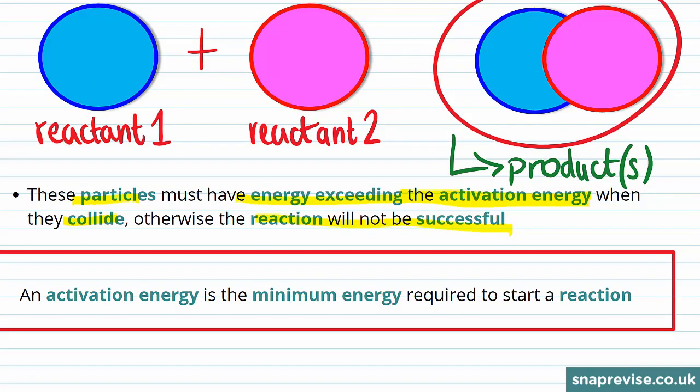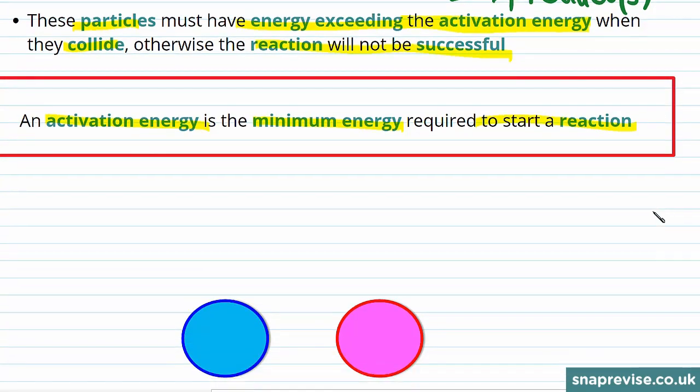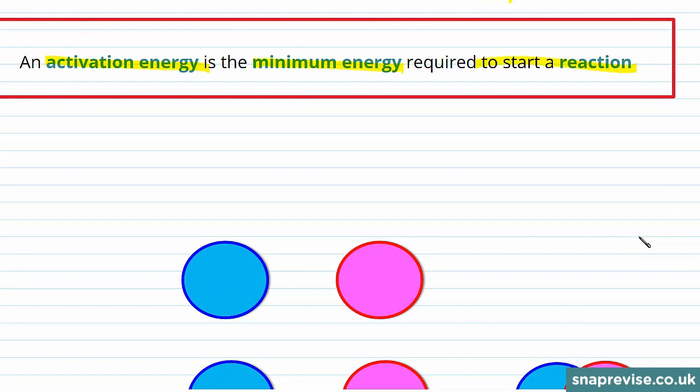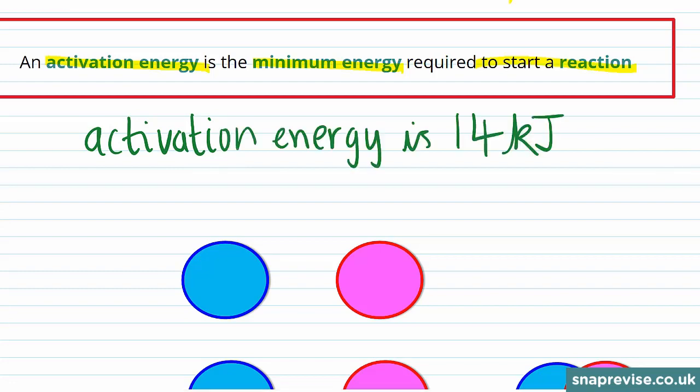Again, we introduced the definition of the activation energy in another video, so you might want to watch that one if you haven't seen it before. But here we can just remember that an activation energy is the minimum energy that is needed to start a reaction. And this is why the reactants need at least that much energy if the reaction is going to happen. We can illustrate what we mean by looking at an example. Let's consider a reaction for which the activation energy is 14 kilojoules.